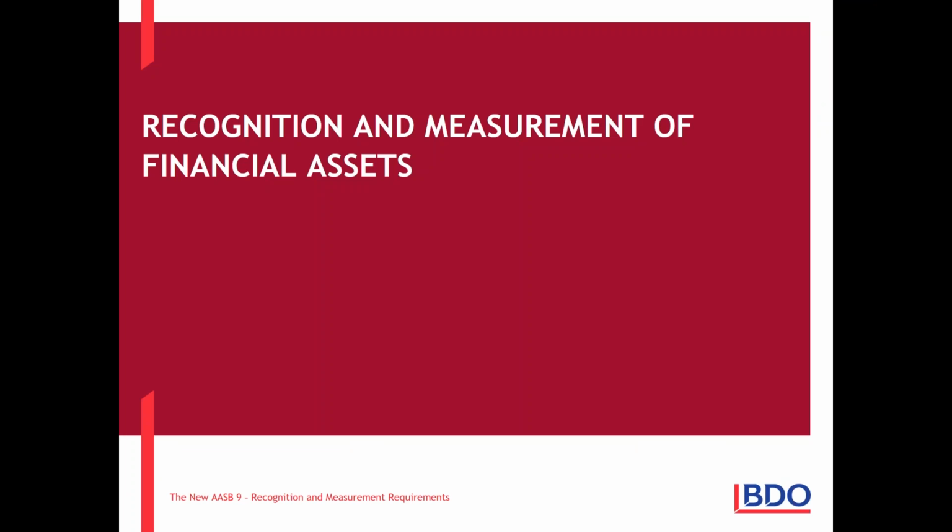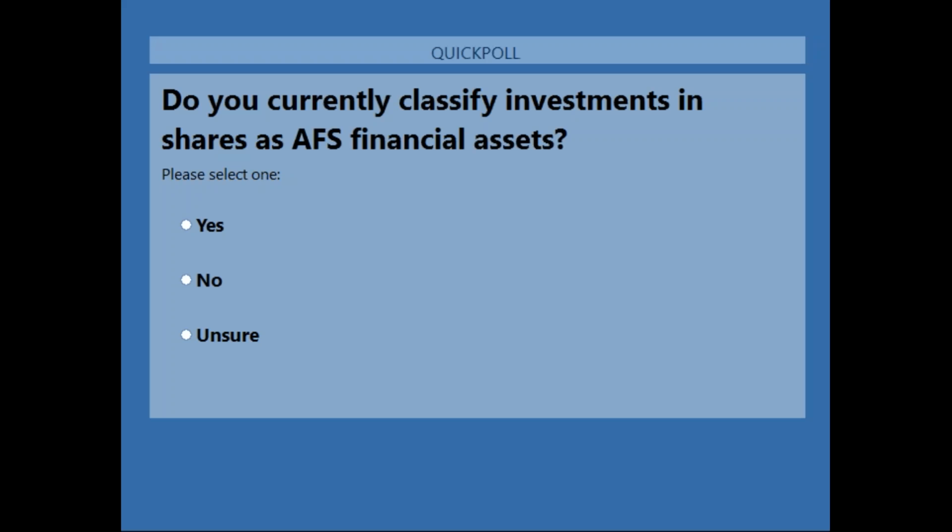So before we go on to recognition and measurement of financial assets, I thought I'll ask you a question. If I look at my poll questions, I thought, let's ask, do you currently classify some of your investment in shares as available for sale? So I've said that's a problem category under the current standard. It would be really interesting to see whether any of you currently have that. Please vote, or please give me an indication.